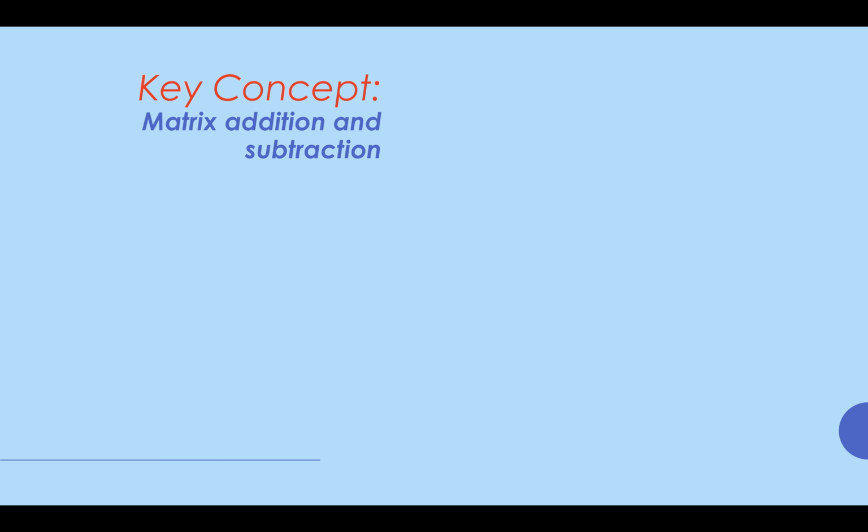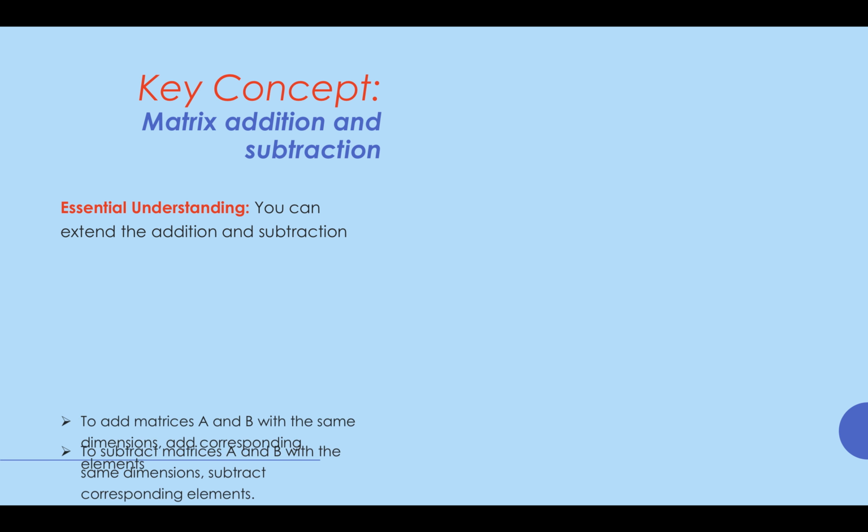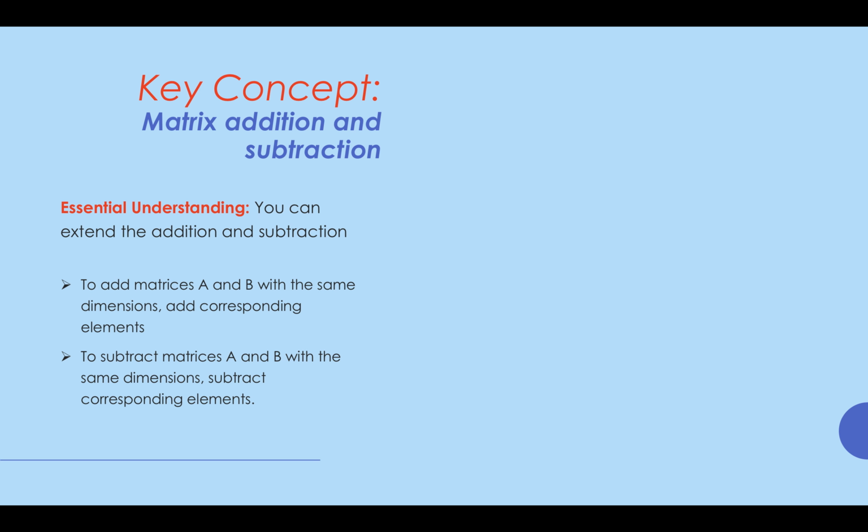Next we have a key concept, and this is matrix addition and subtraction. Very important. Some essential understanding is that you can extend addition and subtraction. To add matrices A and B with the same dimensions, add corresponding elements. And to subtract matrices A and B with the same dimensions, subtract the corresponding elements.